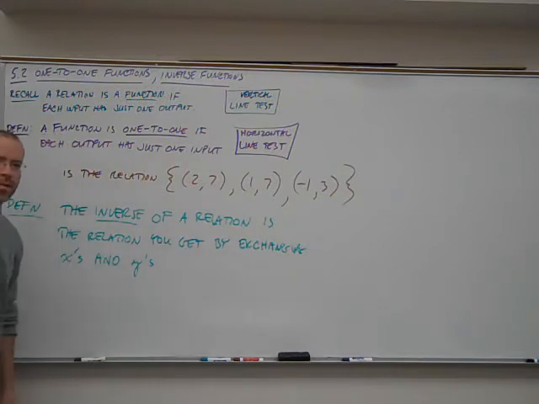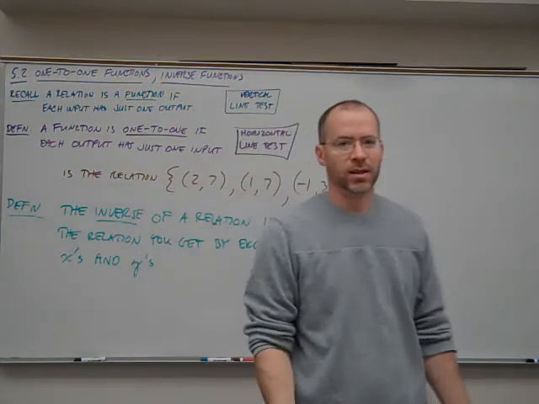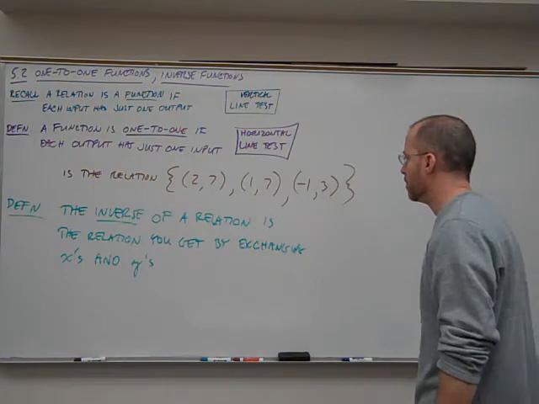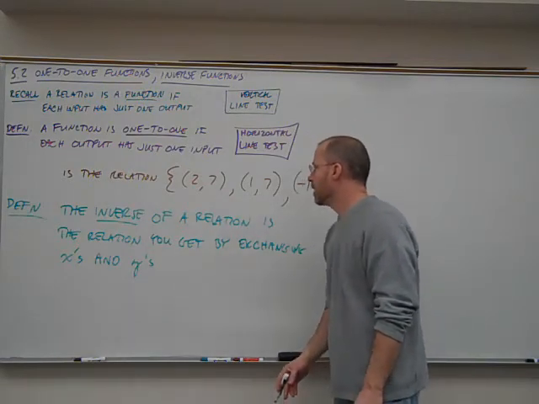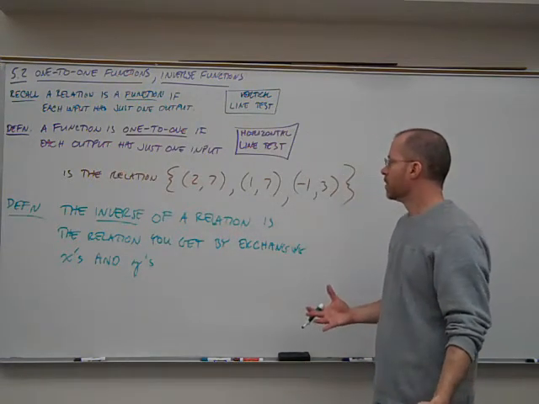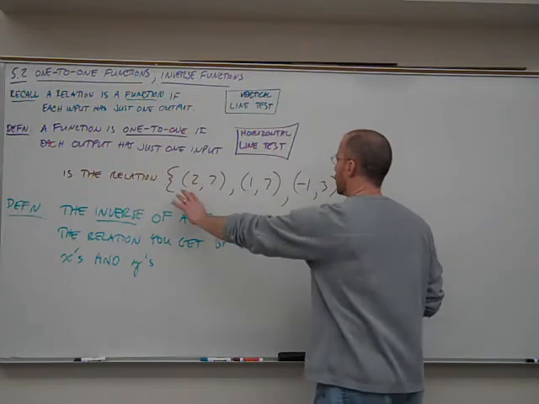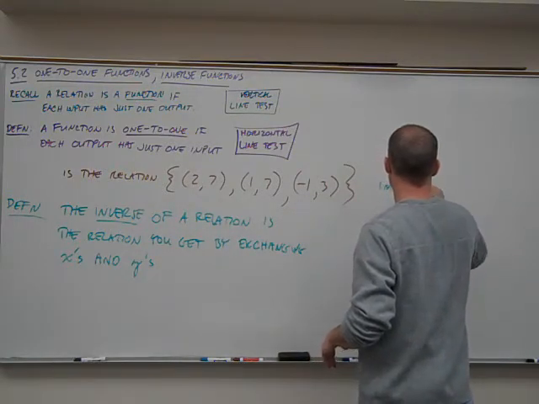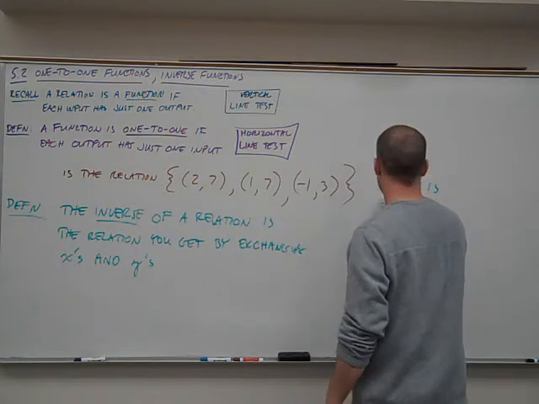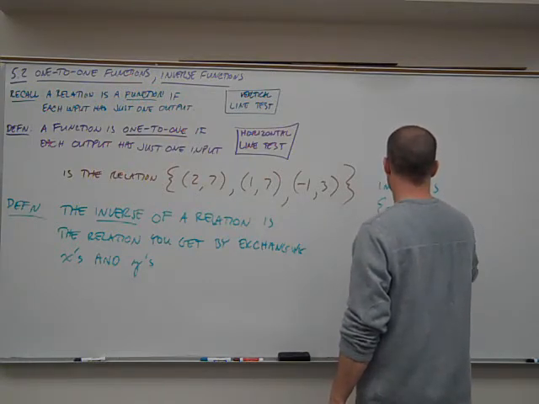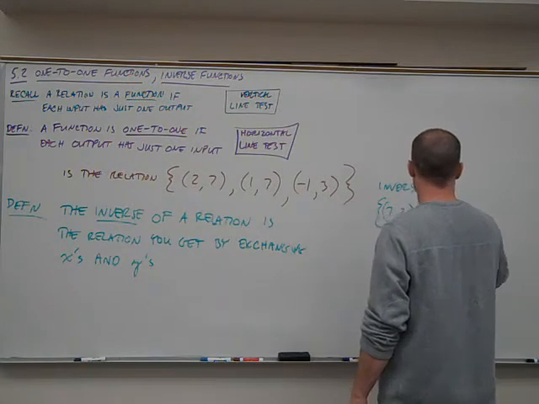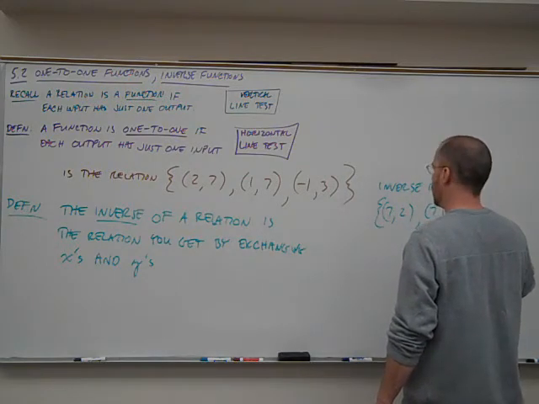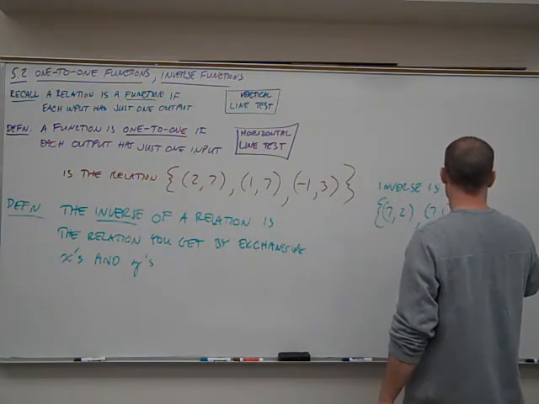That's a definition I'm writing down on the fly, and it's a little bit rough. It won't be as pretty as the one in the book. Basically, an inverse is the relation compared to this one. Let's see, the inverse of this relation is 7, 2, 7, 1, 3, -1.